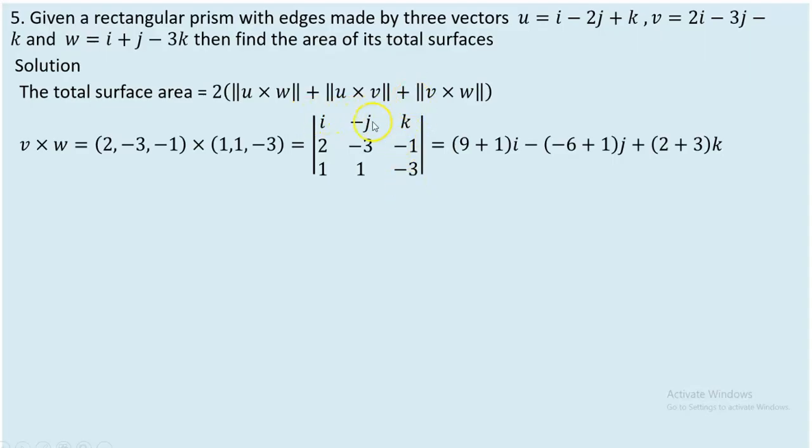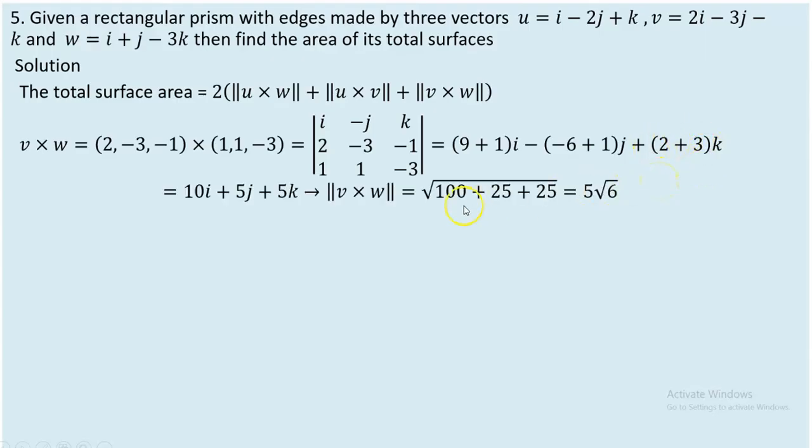In this case, you are left with these 4 entries. So what you need to do is multiply the diagonals. 2 times 1 is going to be 2, minus the non-diagonal entries, minus 3 times 1 makes minus 3, so 2 minus minus 3 makes 5. So when you take the sum of this, you are left with 10i plus 5j plus 5k.